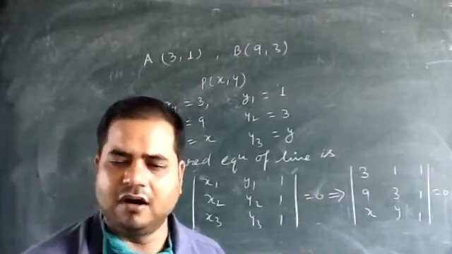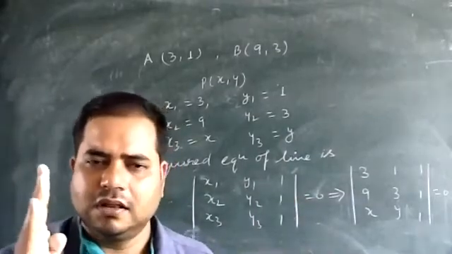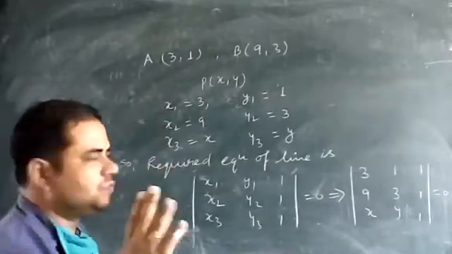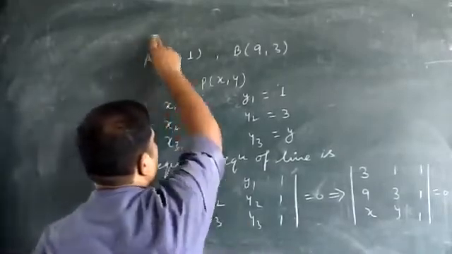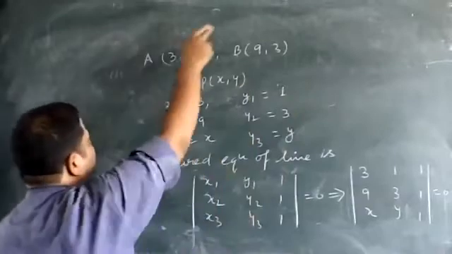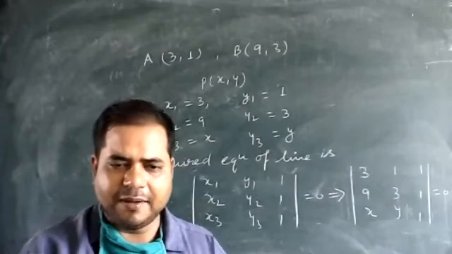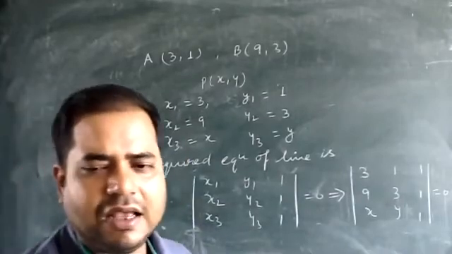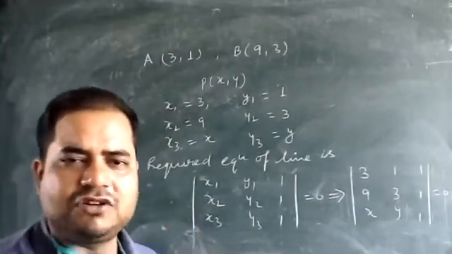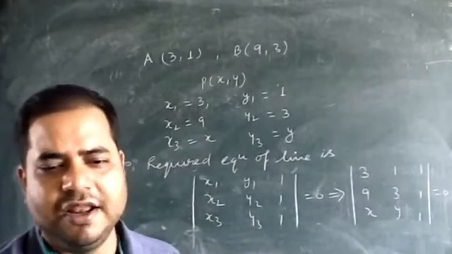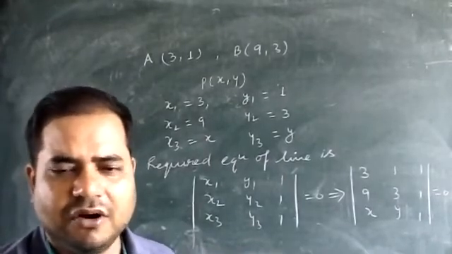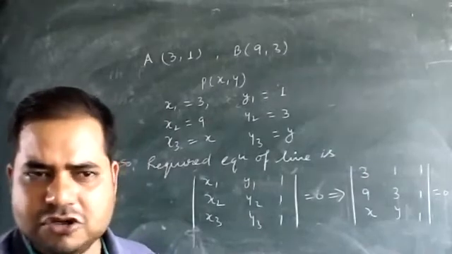Why? Because if the area of the triangle formed by these three points is 0, then only it is a line. Why did we take it like this? Because this will be a line only when the area of the triangle is 0. Okay? So are you able to solve this one?